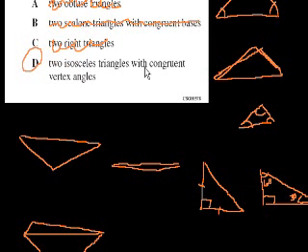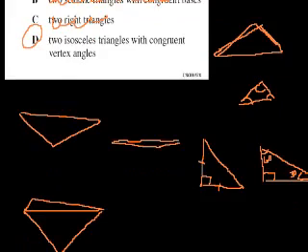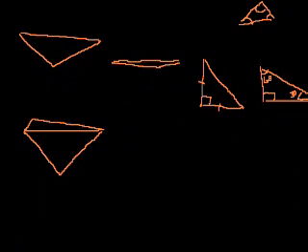Two isosceles triangles with congruent vertex angles. So I'm assuming when they say congruent vertex angles, they mean all of the angles are congruent. So two isosceles triangles.